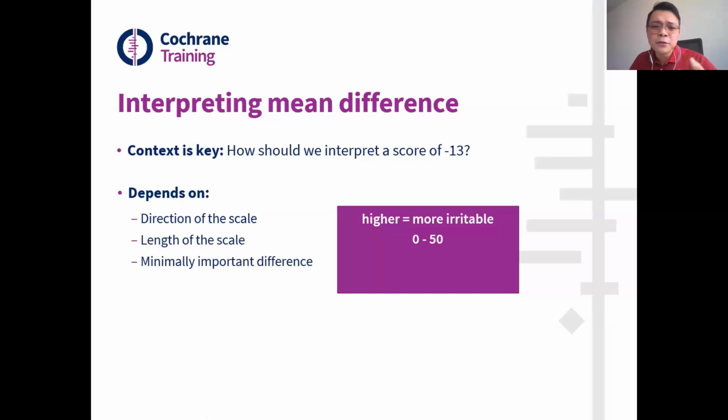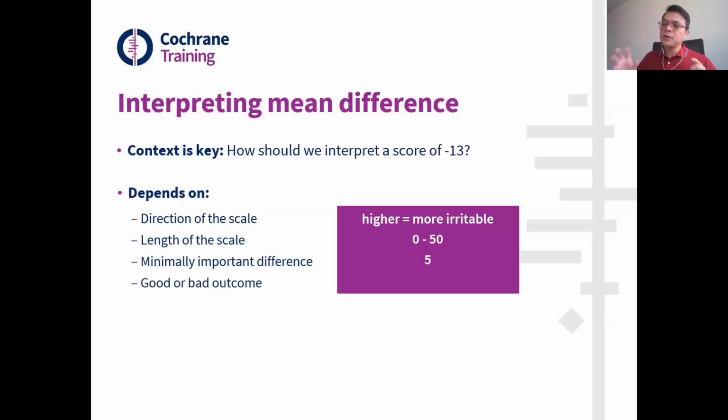We also have to know what's the minimally important difference. This is also called clinically important difference. Here, let's assume that the minimally important difference is 5. And since what we obtained, 13, is larger than 5, then we can say that the intervention caused a clinically relevant reduction in irritability.